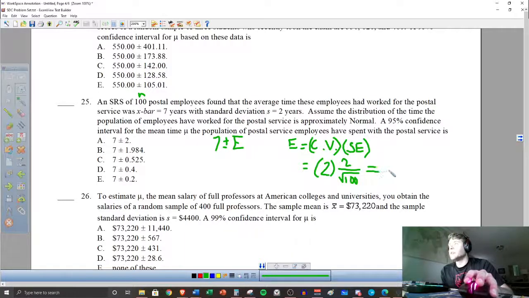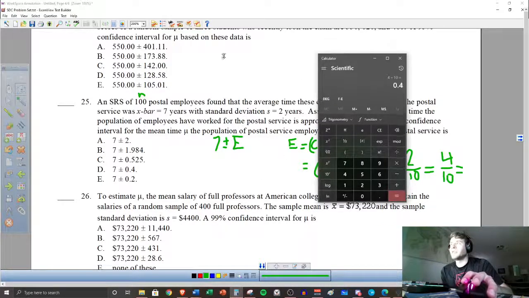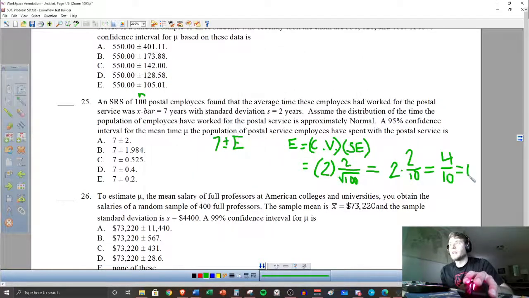So that's 2 times 2 over 10. That equals 4 over 10, which equals, I think that's 0.2. If we can get a calculator, 4 divided by 10. Oh, it's 0.4. Duh, I should know that. What am I doing? 0.4. 0.4 is the error. That's our margin of error. That's what we just found.